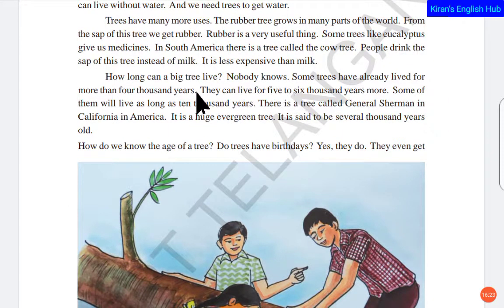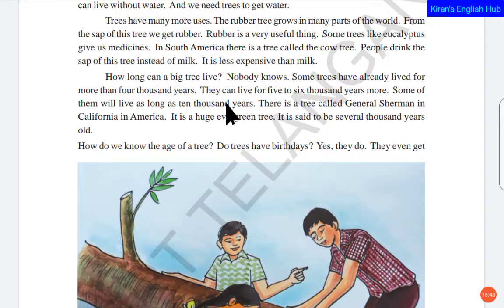Next, how long can a big tree live? Okay, did you ever ask this question to yourself? So just imagine, how long can a big tree live? Nobody knows actually. So some trees have already lived for more than 1,000 years.